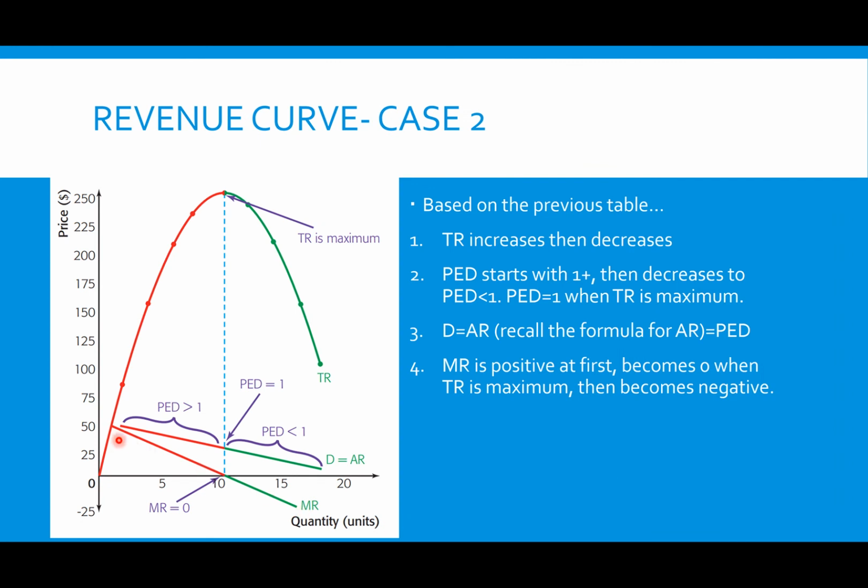Lastly, MR, marginal revenue. It started from being positive, then decreased, and eventually became negative. So why did this happen? Again, this can be explained by looking at the nature of MR and how we calculate marginal revenue, which is the change in total revenue divided by the change in quantity. Now let's look at the previous table here.